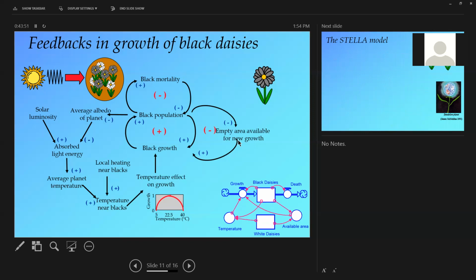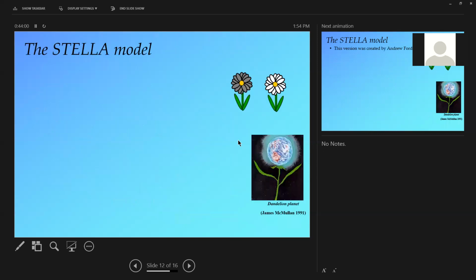They're both competing for space. So the space available is a function of both the black and the white daisy population, but it's a pretty darn simple model. And what I want us to do now is actually open up this model.